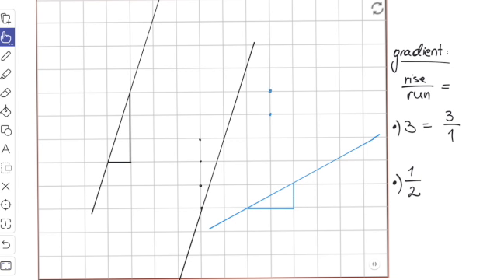Second method, you start at any point and your numerator tells you that you need to rise 1, and your denominator tells you you need to run 1, 2, and then you connect those 2 points again to form a straight line with a gradient of 1/2.